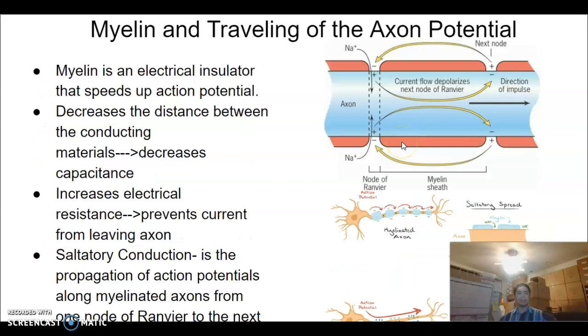Many neurons contain a substance known as myelin, which is an electrical insulator that speeds up the action potential. And it does this by decreasing the distance between the conducting materials, which then in turn decreases the capacitance. And it also increases the electrical resistance, which prevents the current from leaving the axon.